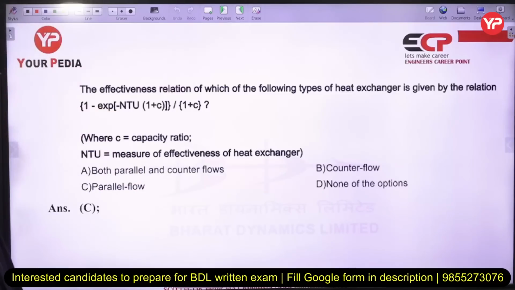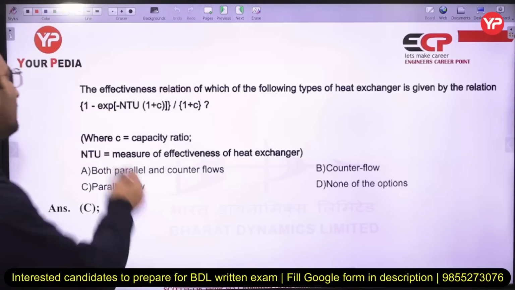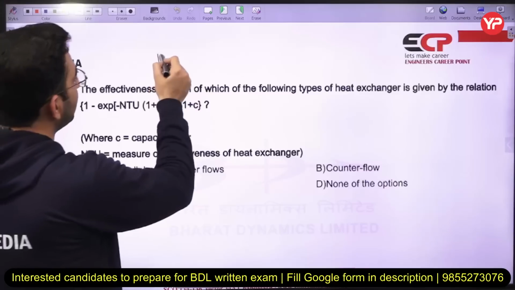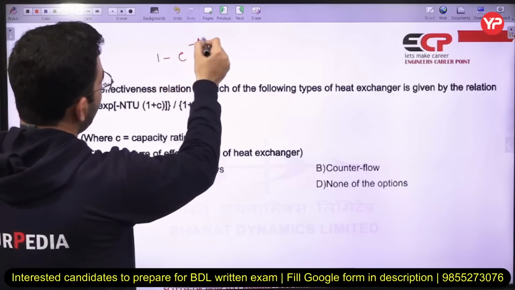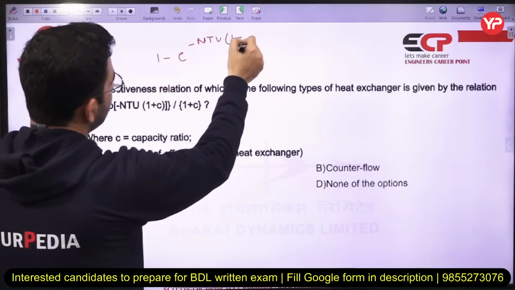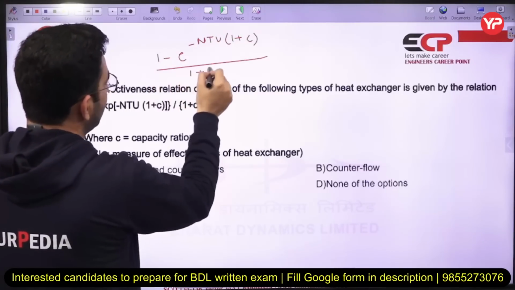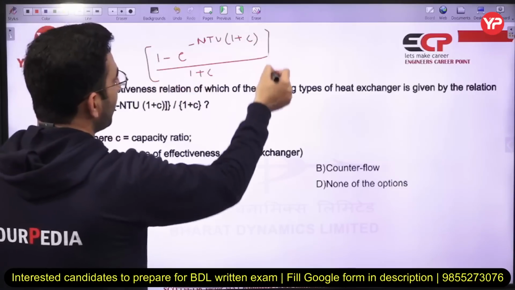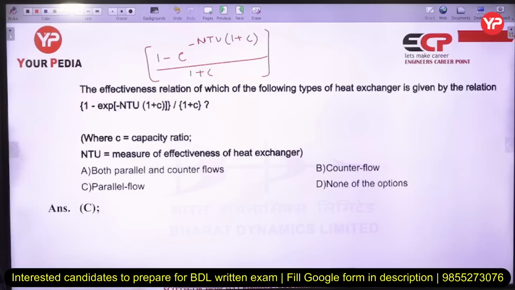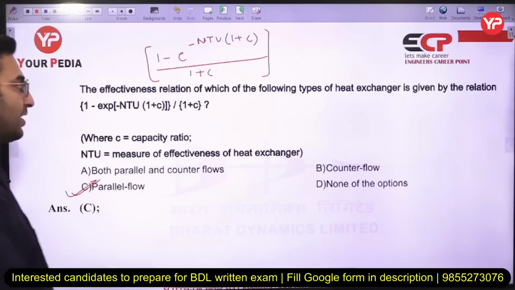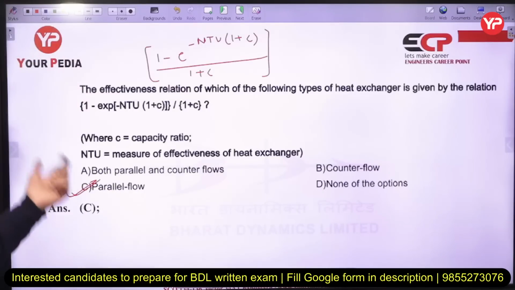Next part, the effectiveness relationship of which of the following type of heat exchanger is given by the relation 1 minus exponential minus NTU (1 plus C) divided by (1 plus C) here. So just remember, this formula is basically valid for the parallel flow heat exchangers here. Okay, so option number C is going to be the correct answer of this question.